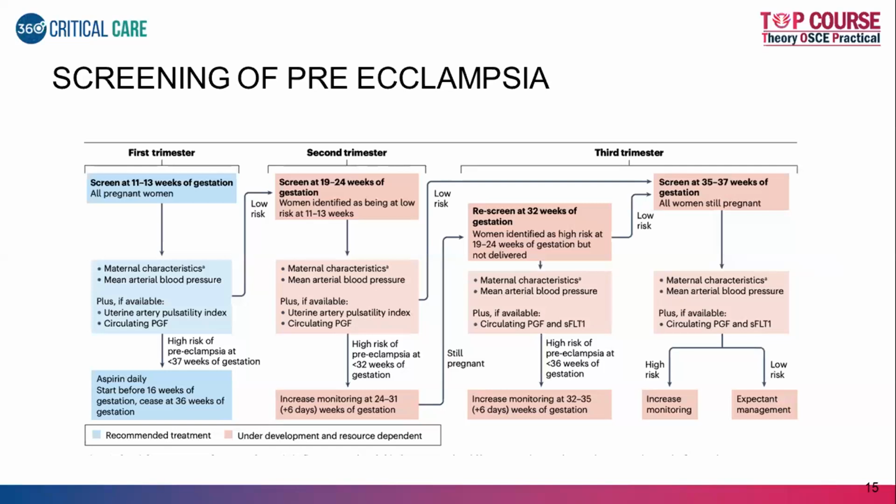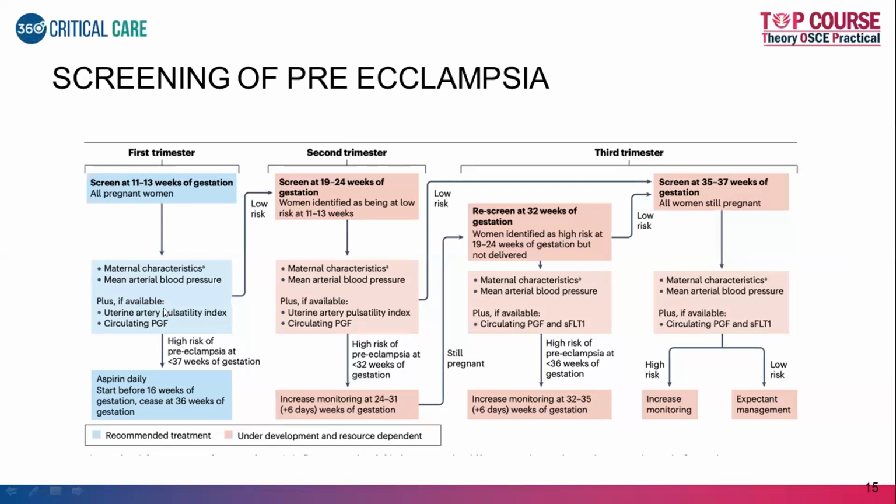Now, important is your screening of preeclampsia. At what stage you have diagnosed this patient has preeclampsia, and how to treat this patient is important. Only important points. First trimester: usually patients come for ultrasound or something, so you screen the patient. Screen at 11 to 13 weeks of gestation, any pregnant lady.